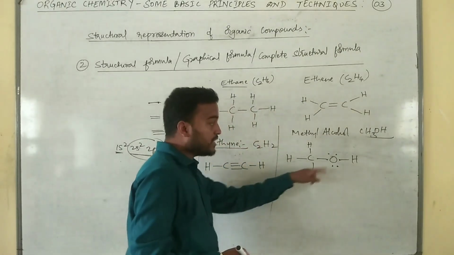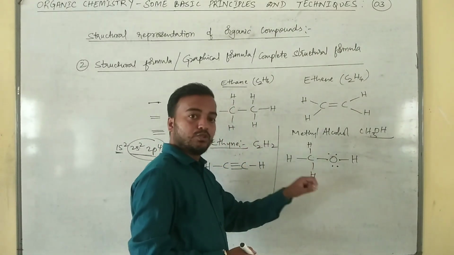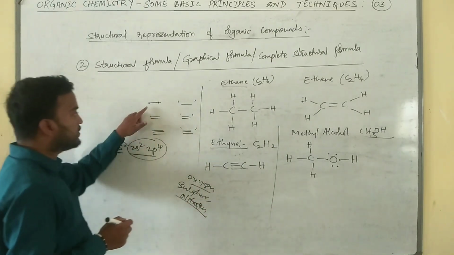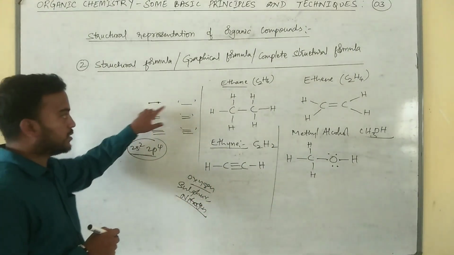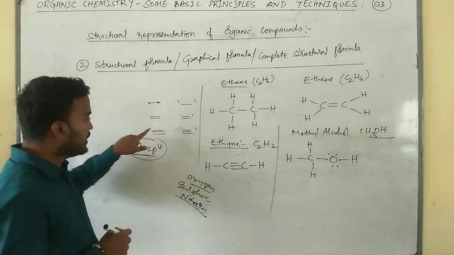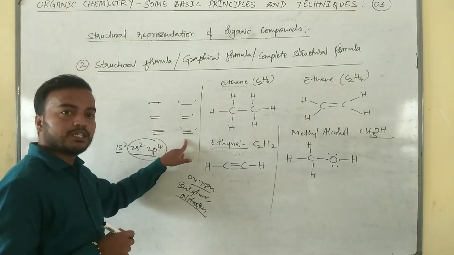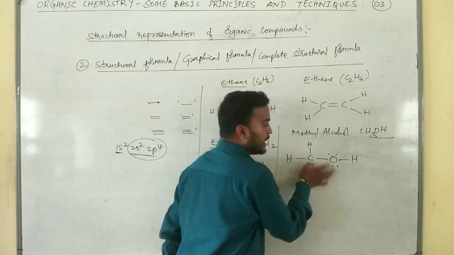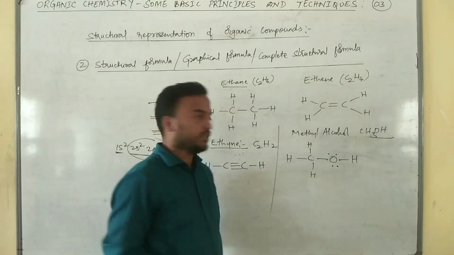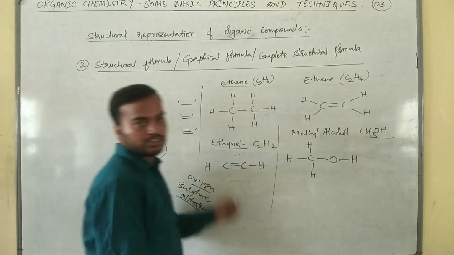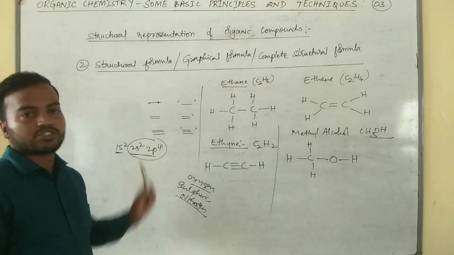So the lone pair can be represented or may not be represented. Single bond is represented by single dash, double bond by double dash, triple bond by triple dash. And the lone pair of electrons on the heteroatoms may or may not be shown. You can represent it or not. So this is regarding the complete structural formula.